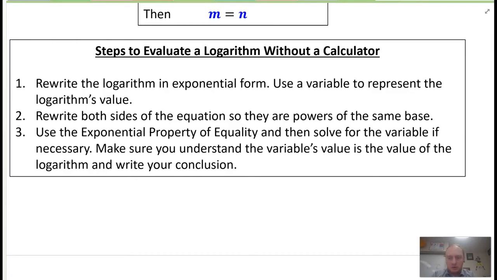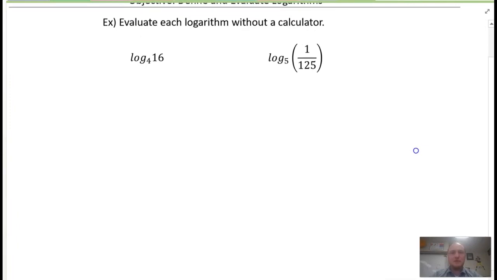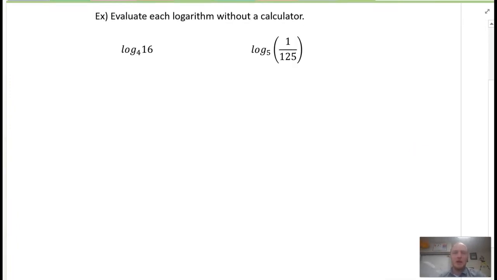Okay, so here is the first example, and we have log base 4 of 16. So what we're going to go ahead and do is we're going to set this equal to x. Just set it equal to x, make it an equation, and then we'll switch to exponential form, right?